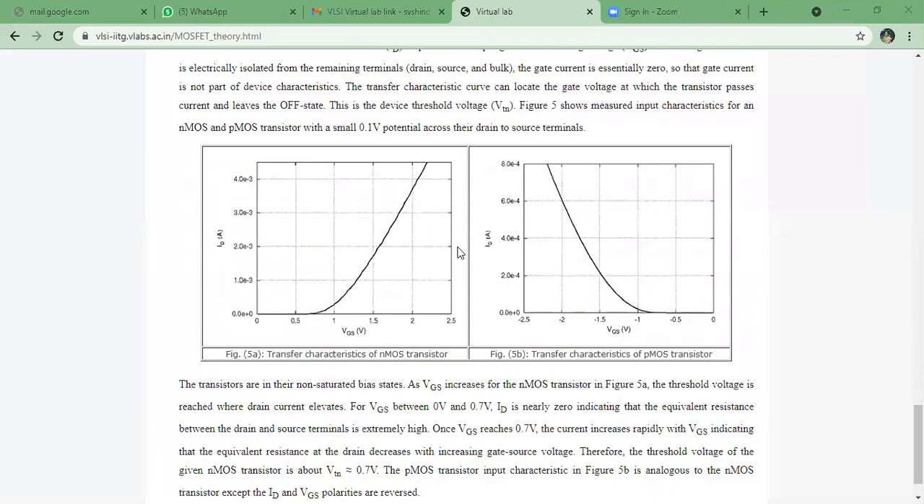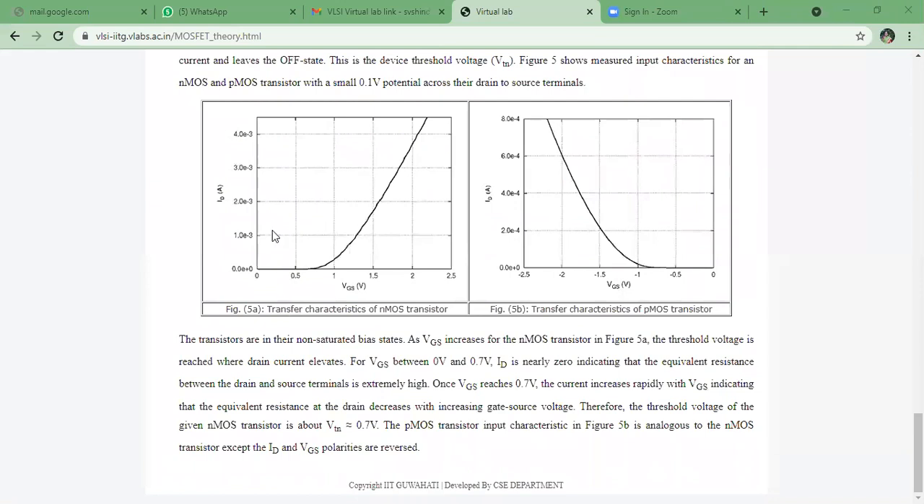Now the transfer characteristics, as we have explained: one parameter is from the input side and one parameter is from the output side. When we draw the characteristics like this, it is called the transfer characteristics. As explained previously, when VGS is less than 0 or less than the threshold value, no current flows through the MOSFET, and this region is called the cutoff region. As VGS increases above the threshold value, the current increases linearly.